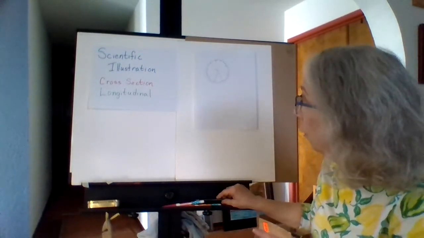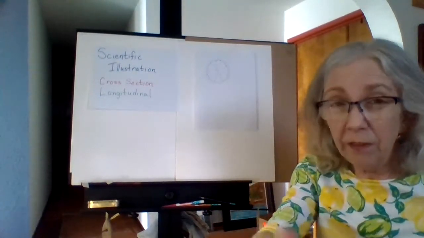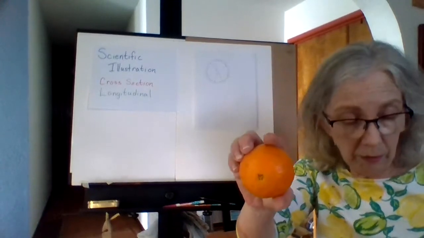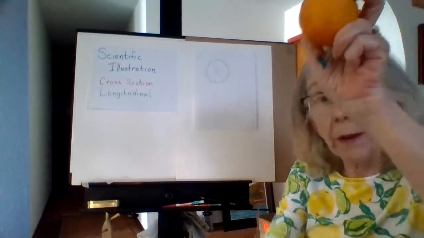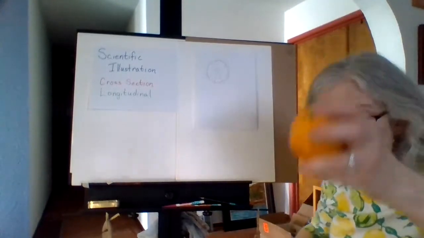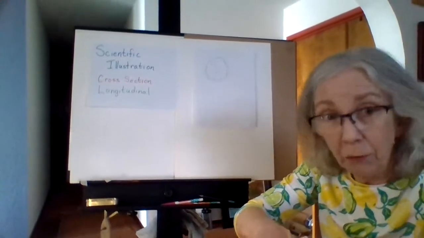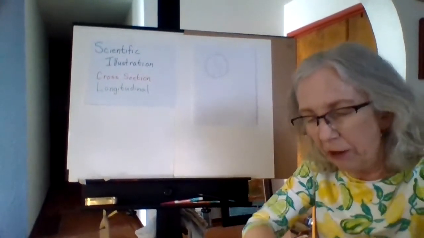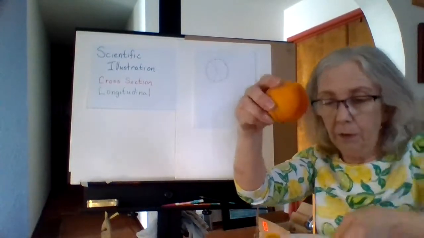a scientific illustration. And why is it important to look on the inside of things? So here is an orange, and here is an orange. I'm going to cut this orange open right here, because it must look just like the orange. Oops, it must look just like the orange I just showed you, right? It's orange. So here it is.